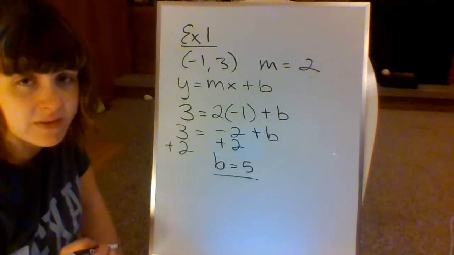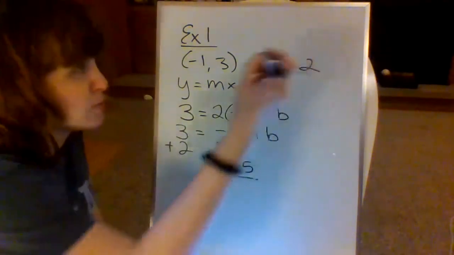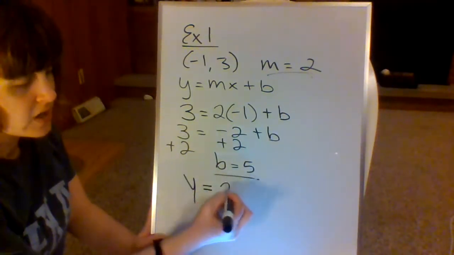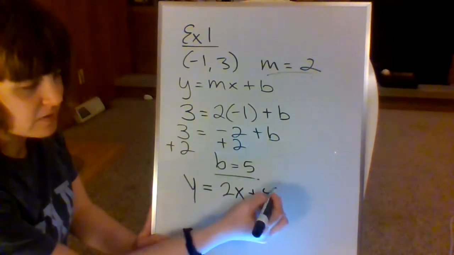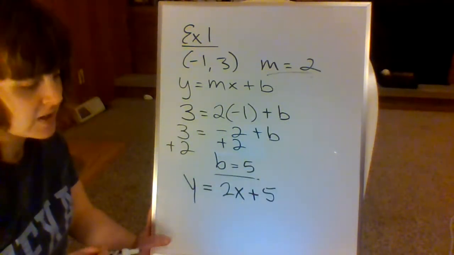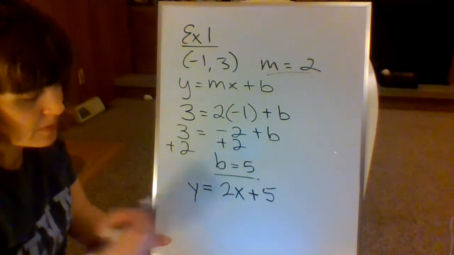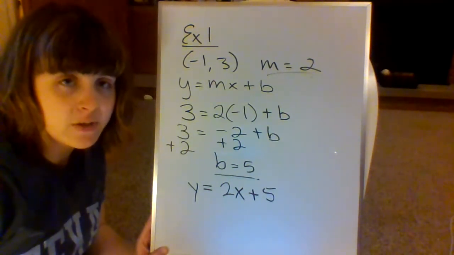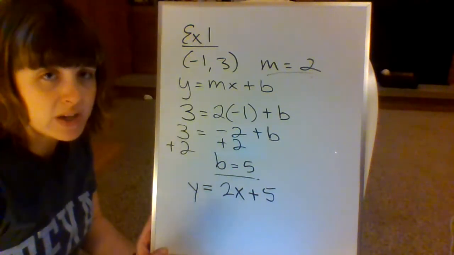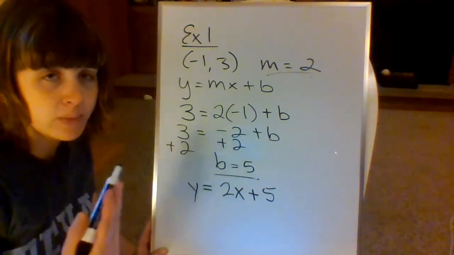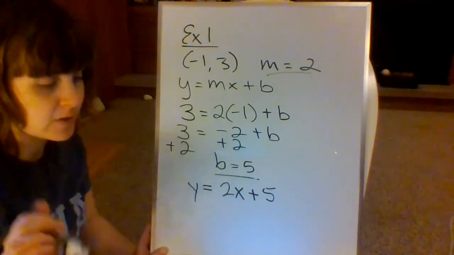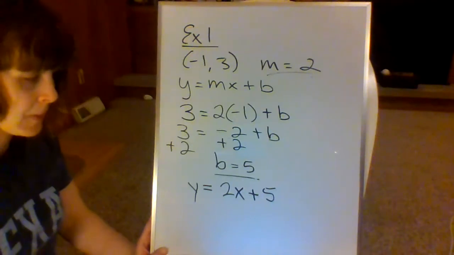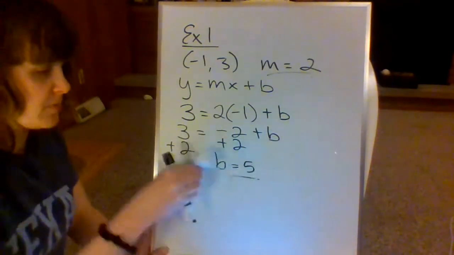And then for the equation of this line, we're going to take our slope and our y-intercept, and it would be y equals 2x plus 5. So that's it. That's the equation of the line. So you have to take the point that they give you and the slope, solve for b, then you plug back in the slope and the y-intercept, and write the equation. Are you ready for number 2? Alright, let's do it.